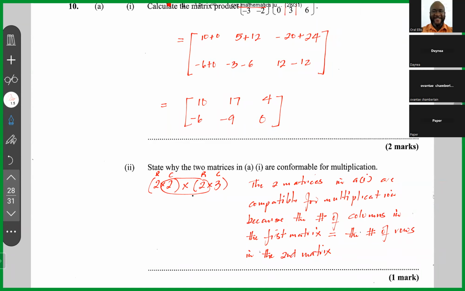So two matrices are compatible for multiplication, or conformable for multiplication, when the number of columns in the first is equal to the number of rows in the second. This makes them compatible for multiplication. And this is the order of the resulting matrix. The resulting matrix would be another 2 by 3 matrix.